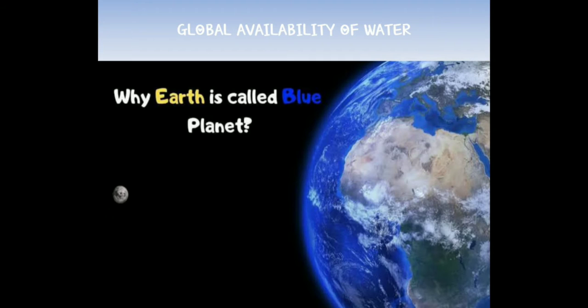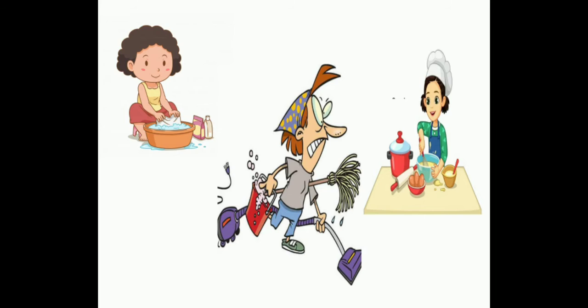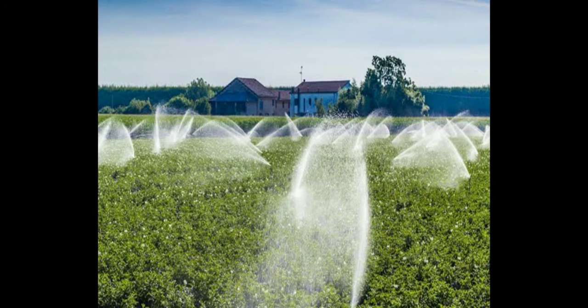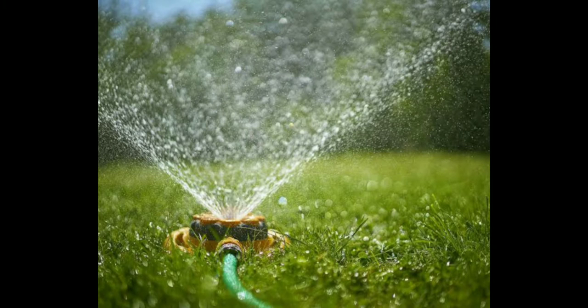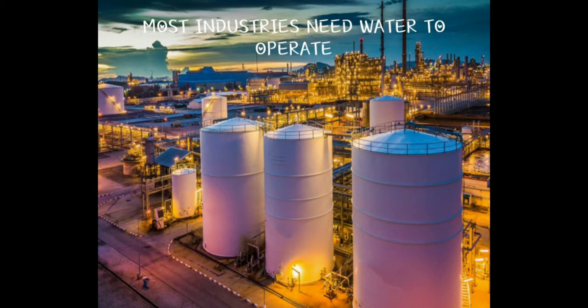Moving on to the next subtopic, global availability of water. The Earth is called a blue planet because most of the Earth's surface is covered with water. What is it that makes it so precious and a highly valued gift of nature? Besides drinking alone, water is used for washing, cleaning, and cooking. Water is used to irrigate crops and lawns. Water is also very essential because most industries need water to operate.